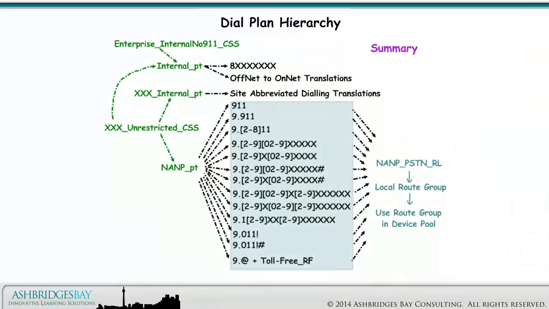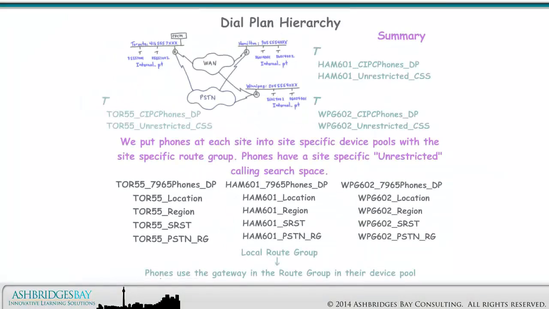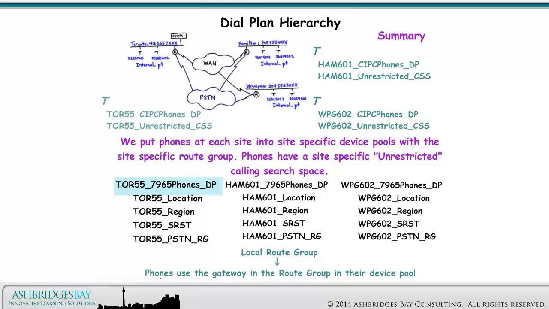Here's a summary drawing. We've built the patterns we need, put them in partitions, and built our internal and unrestricted calling search spaces. We pointed the external patterns to the NANP PSTN route list using the standard local route group. We put phones at each site into site-specific device pools with the site-specific route group. Phones have a site-specific unrestricted calling search space.